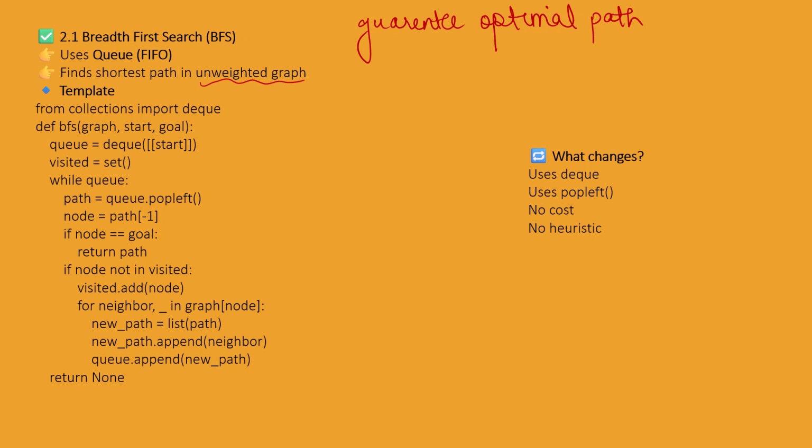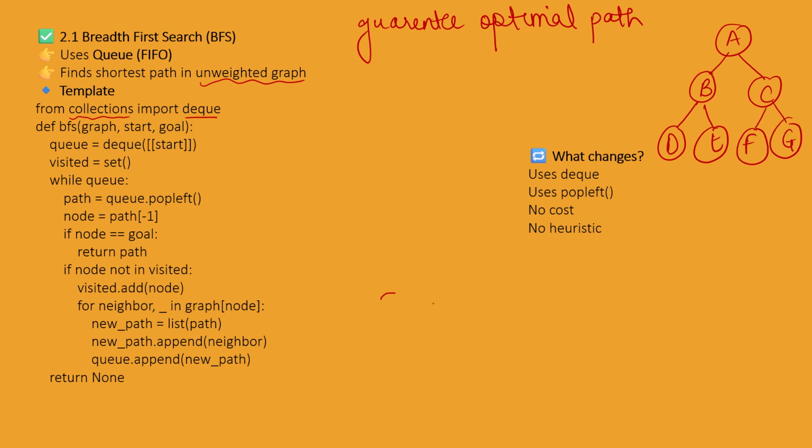So now let's see the template first. Template says from collections, import deque. Now there will be a graph, there will be a start node and an end node. That remains common. q is equal to deque of start. Start is in the queue. I'll give an example also. So suppose A, B, C, D, E, F, G. Now visited is equal to set. Set is unique values.